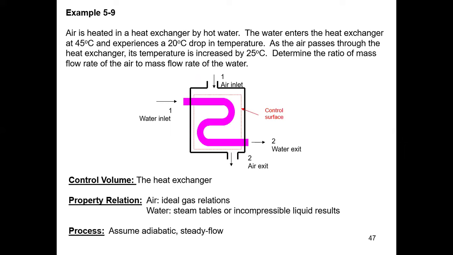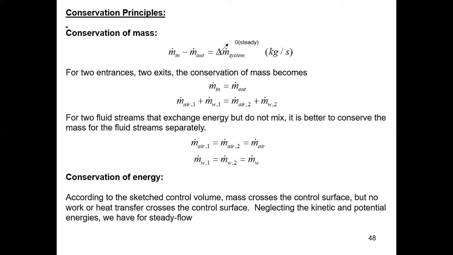Air is heated in a heat exchanger by hot water. The water enters the heat exchanger at 45 degrees Celsius and experiences a 20 degrees Celsius drop in temperature. As the air passes through the heat exchanger, its temperature is increased by 25 degrees Celsius. Determine the ratio of the mass flow rate of air to mass flow rate of water. Okay, control volume is the heat exchanger, air ideal gas law relations, water steam tables or incompressible liquid results, process assume adiabatic and steady flow.